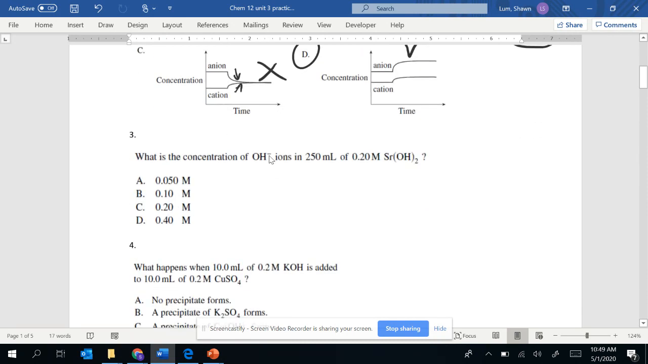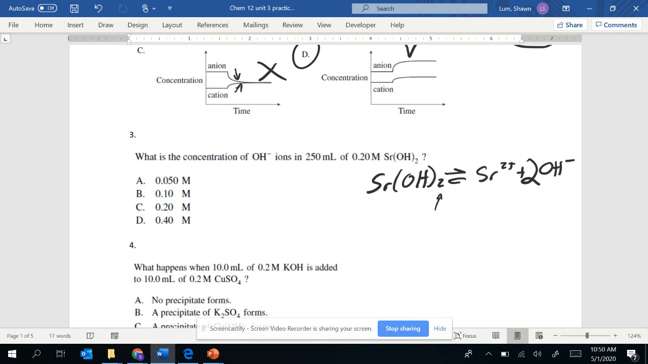What is the concentration of OH minus ions in 250 mL of 0.2 molar Sr(OH)2 solution? So first I'm going to write an equation right here. And it's going to be Sr2 plus and OH minus. Since there is a 2 here, we need to balance this reaction by placing a 2 in the front right here.